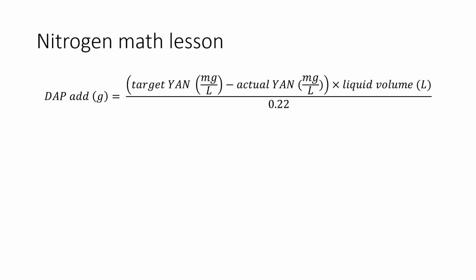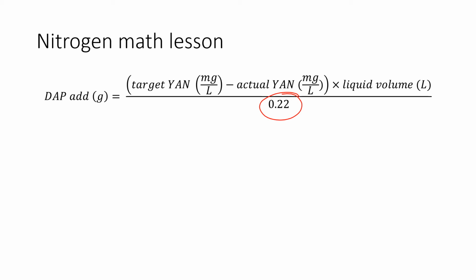So let's play around with a little bit of nitrogen math. And I'm just going to open up my calculator here on my phone because I can't do it without a calculator. So our DAP add is going to be our target YAN minus our actual YAN times our liquid volume. And we now have a new player here, and this is 0.22 because when we add DAP, 22% of the DAP is actually the usable nitrogen. So that's where that factor comes from.